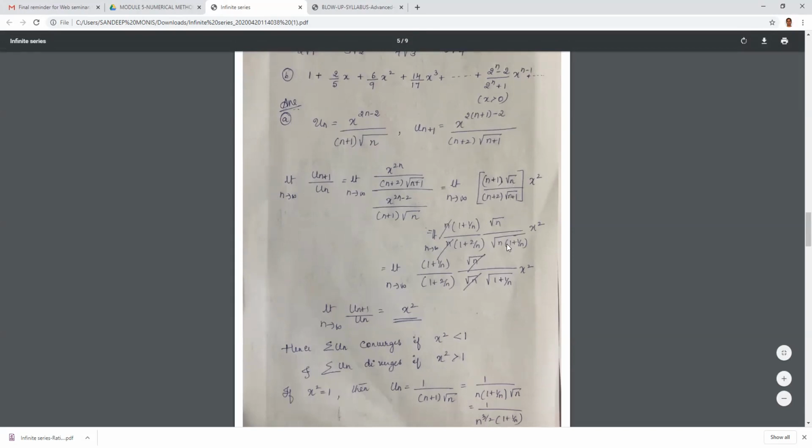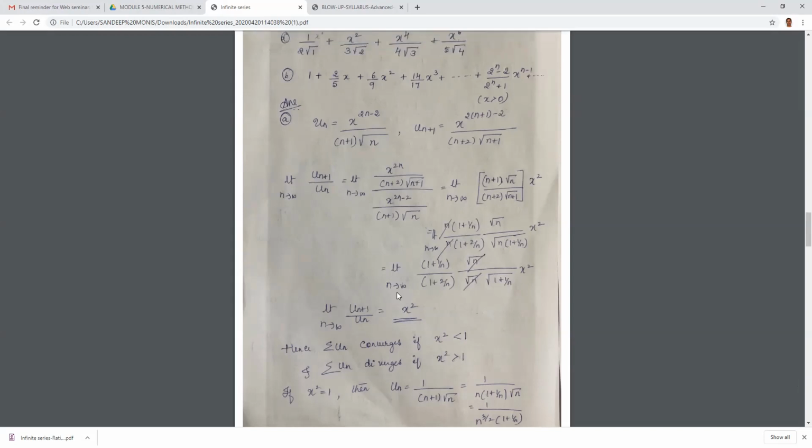Here what we can do, I'll take out n. That time what you'll get, 1 plus 1 by n. Correct? If you take n common here, you will get 1 plus 1 by n. So square root of n cancels. Here n cancels. You will get 1 plus 1 by n divided by 1 plus 2 by n, 1 by root of 1 plus 1 by n into x square.